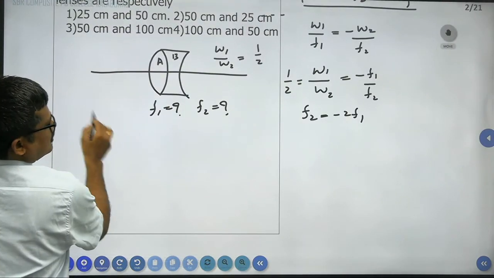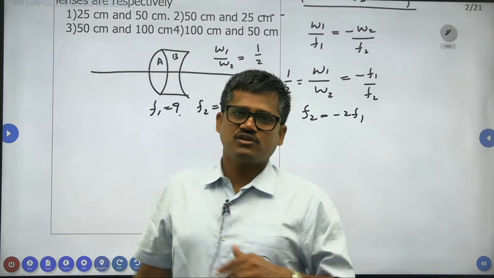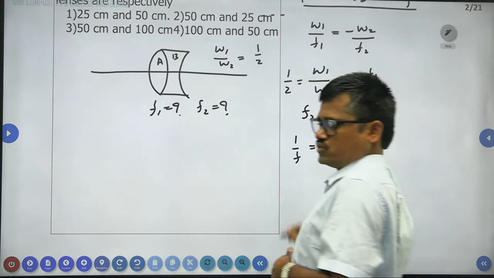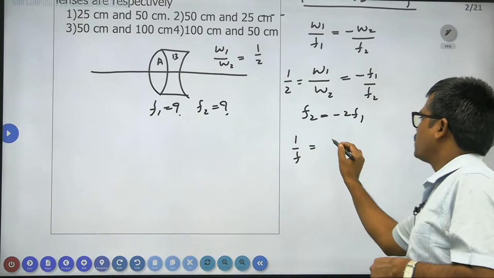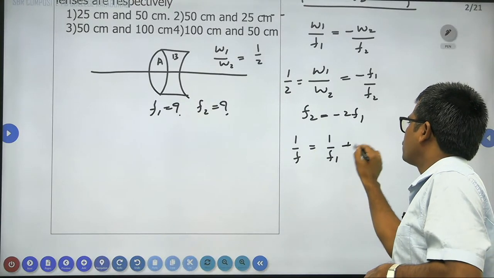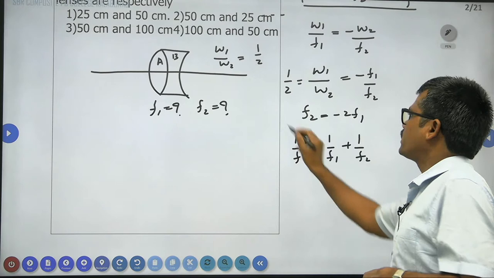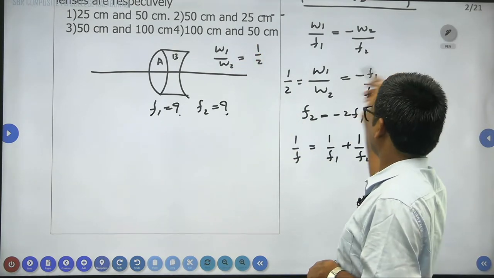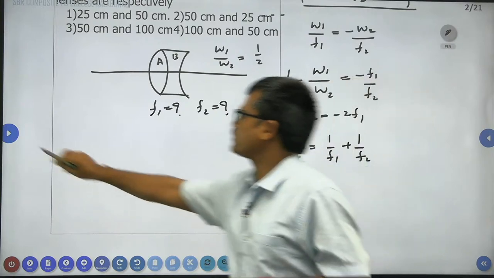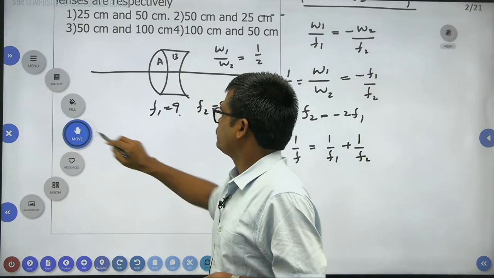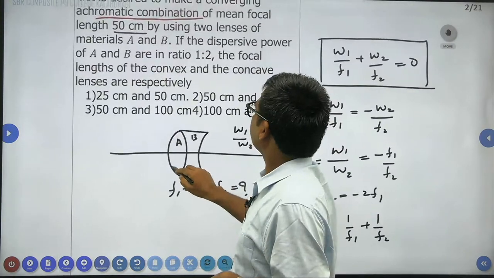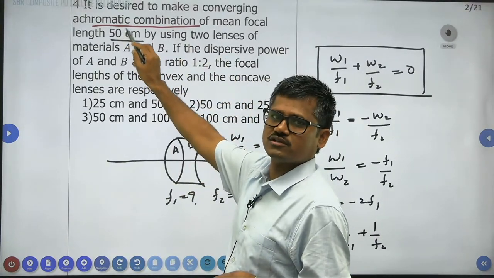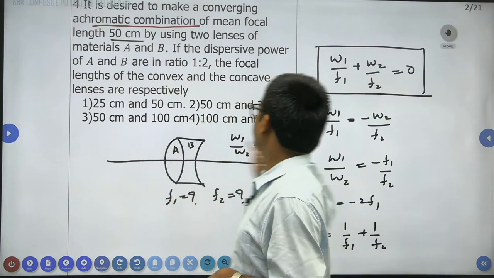Now I'll go for this one. Here a combination of lenses is there, no? Let me use the formula. Effective focal length is equal to 1 by F1 plus 1 by F2. They have given the effective focal length. How much is the effective focal length? Here they have given that the effective focal length is 50. Hope you got it. Effective focal length here is 50.